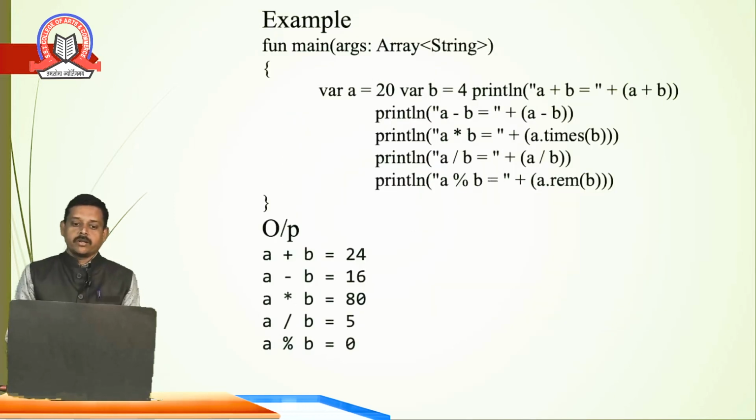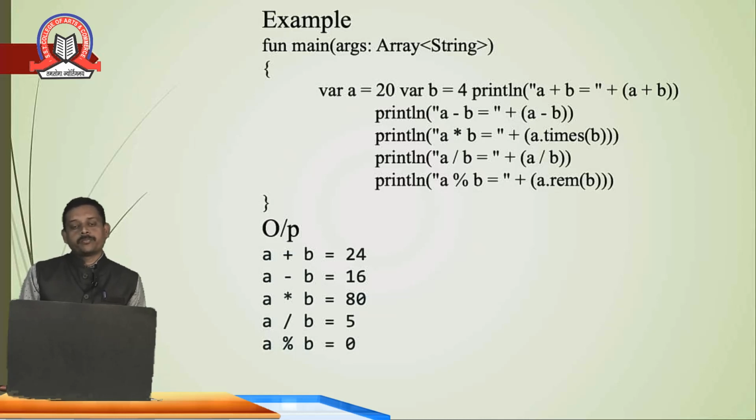So here we have one example. As you can see, we have created one function. Here in the example, we have declared two variables: variable a, which has the value 20, and variable b, which contains the value 4. In the very first statement, the println function has a text or string, a plus b equal to. It will print as it is, as you can see on the output screen: a plus b equal to.